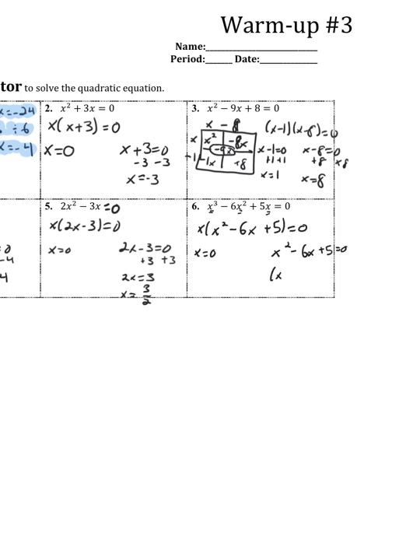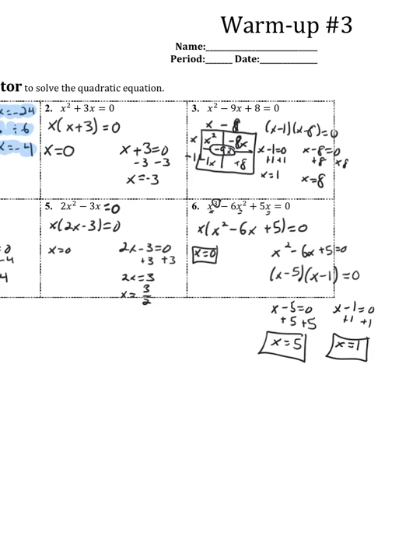And this one I can break down with the box method. The only factors of 5 are actually 1 and 5. And because it's a minus 6x, I know it's going to be x minus 5 and x minus 1. So I can write it as x minus 5 equals 0, x minus 1 equals 0. And I get x equals 5, x equals 1. So I end up with my three zeros here, because it was a third degree polynomial, so I should have 3 answers. I get x equals 0, x equals 5, x equals 1.